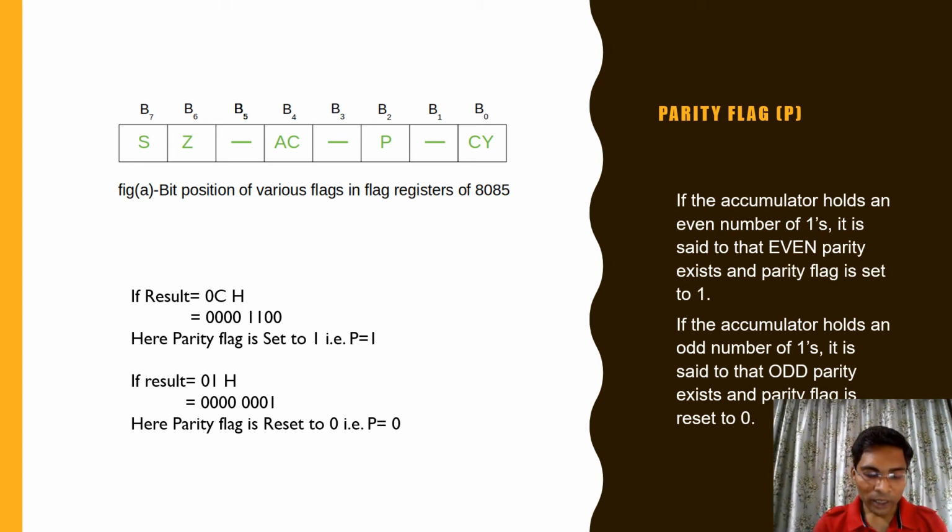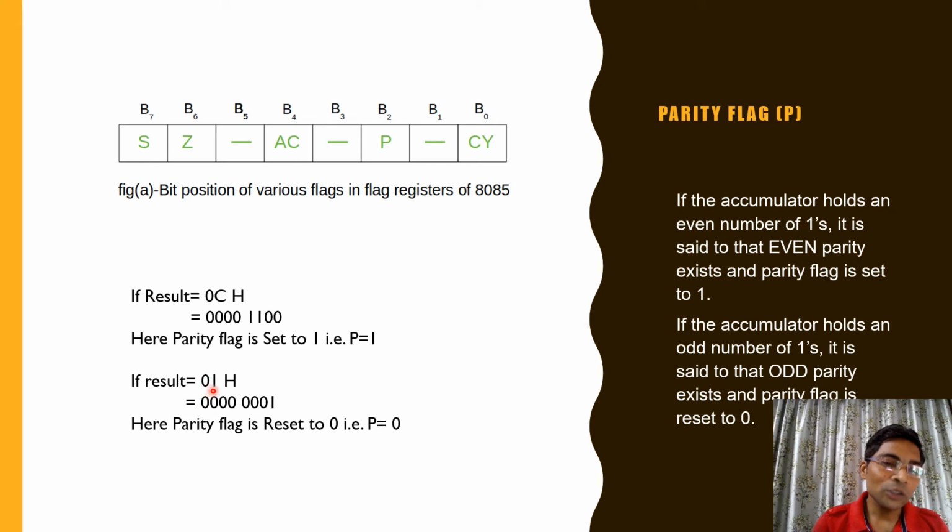Looking at the result, see here I am writing 0C. Suppose the accumulator contains 0C. Now 0 is converted into 4 zeros and C means 12, so 1100. This is called hexadecimal to binary conversion. So here the number of ones is 2. This is one and this is the second one. So 2 is an even number, so the parity flag is set to 1, that is P is equal to 1.